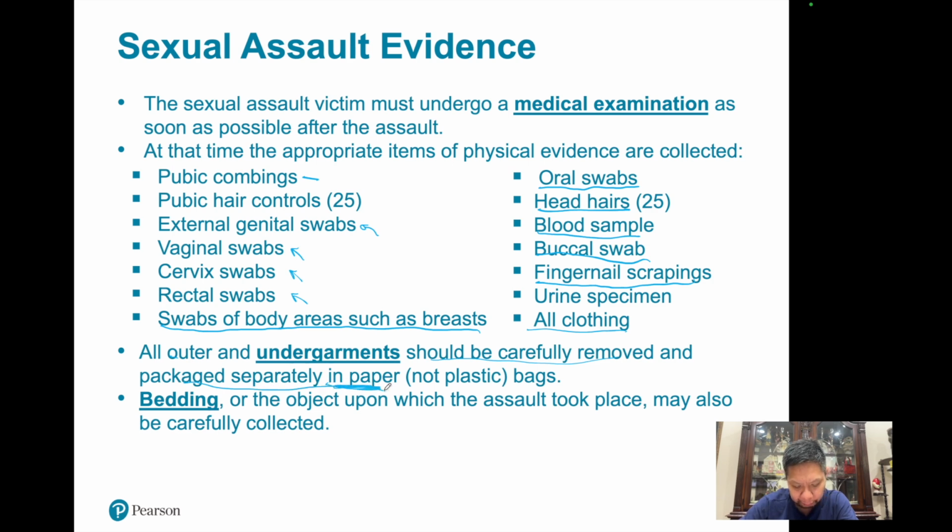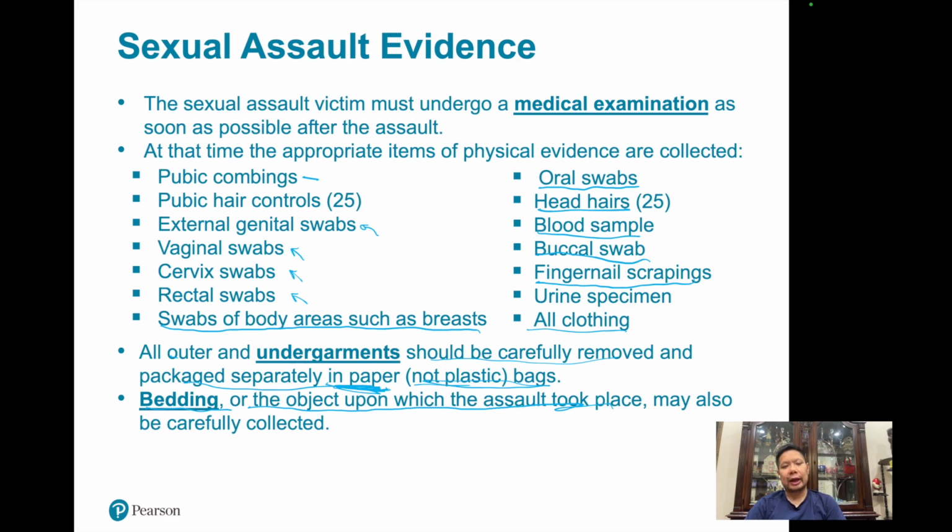So all outer and undergarments should be carefully removed and packaged separately in paper. Remember, whenever we have biological evidence, we always package it in paper, because if you put it in plastic, it'll just mold, and mold will kill the DNA, destroy the DNA. So no plastic bags, always paper. Remember that for your crime scene. And then if the sexual assault occurred on a bed, all the bedding is collected, right? And then any object where the assault took place.